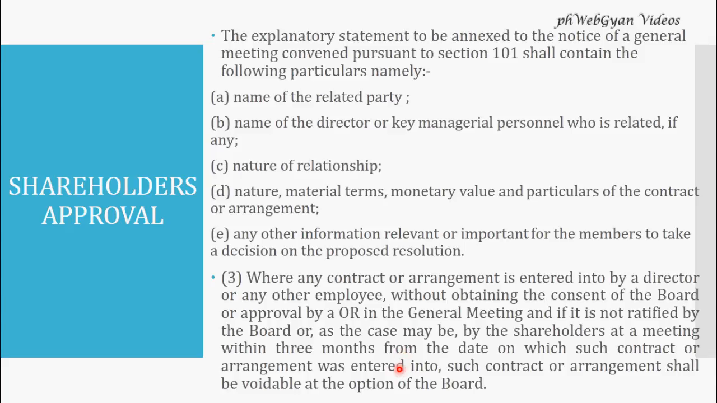If it is ratified by the board or by the shareholders, as the case may be, then in that case there is no harm, no issue. But if it is not ratified, then such an agreement or contract shall become voidable at the option of the board. So the board, if it wants, can declare it to be void. Okay, so this was all for now, and I hope I have covered the maximum points with respect to related party transactions, and I hope it is clear.